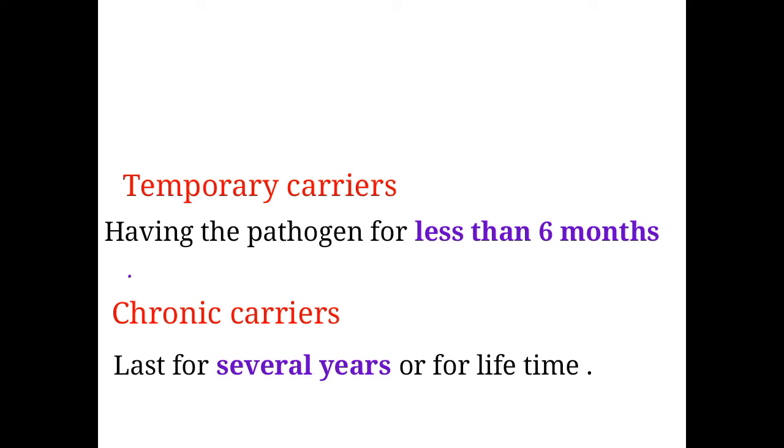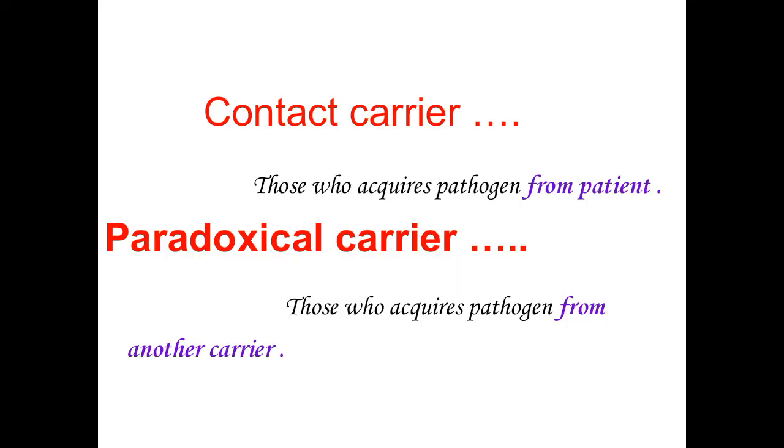Chronic carrier, lasts for several years or for a long time. Chronic means it's a long period of time, or it's a lifetime disease. So chronic carrier lasts for several years or for a lifetime. Contact carriers, those who acquire the pathogen from the patient, means by contact with the patient he may acquire the pathogen. Paradoxical carrier, those who acquire the pathogen from another carrier.